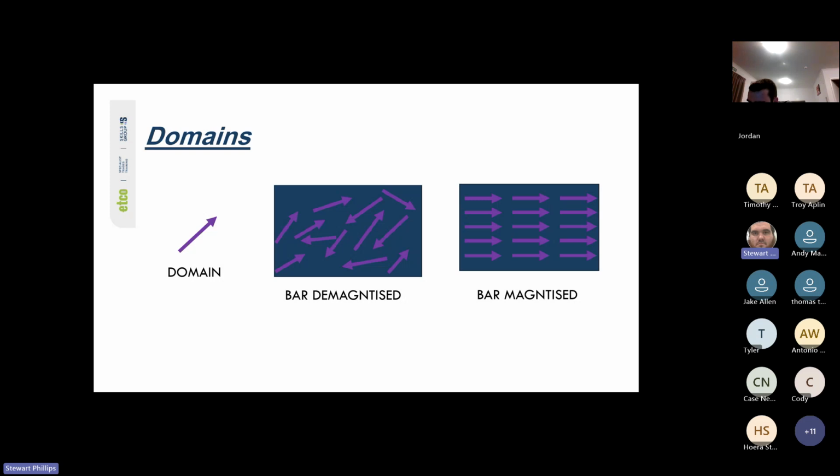We're going back to a little bit of high school physics and science. Basically, magnetic materials are made up of small regions called domains. Each domain acts like a tiny magnet with its own north and south pole. In unmagnetized materials, the domains are randomly oriented and the magnetic fields cancel each other out. On the screen, the small arrow is your domain, and this is a demagnetized bar. You can see the domains aren't lining up. They're all random, all over the place.